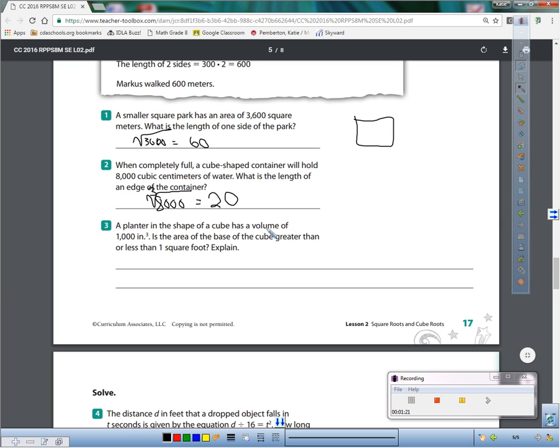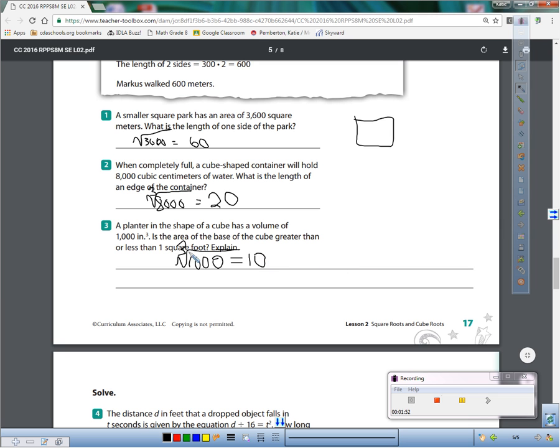Next one, a planter is in the shape of a cube and has a volume of 1,000 inches cubed. Is the area of the base of the cube greater than or less than 1 square foot? So again, we're going from a cube, so we're going to use cube root to the edge. So we're going to do the cube root of 1,000, and that brings us to 10, because 10 times 10 times 10 is 1,000.